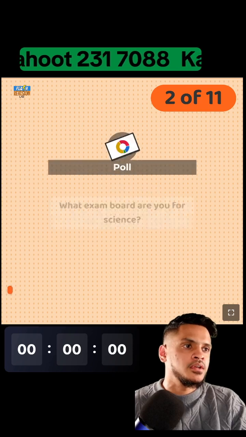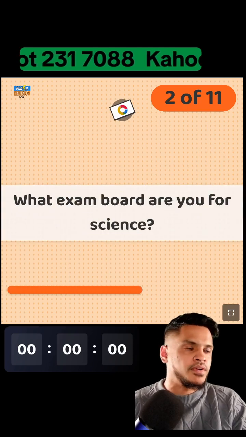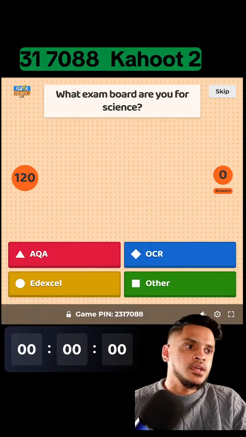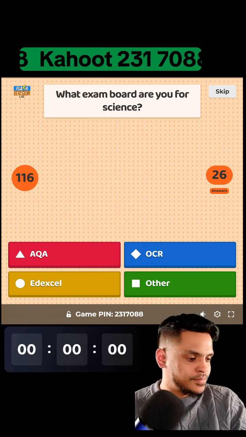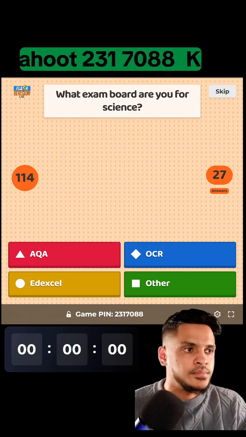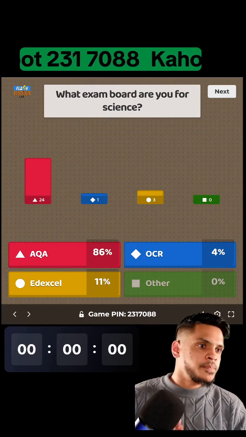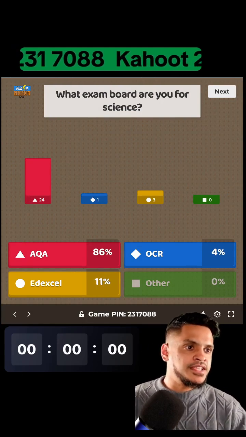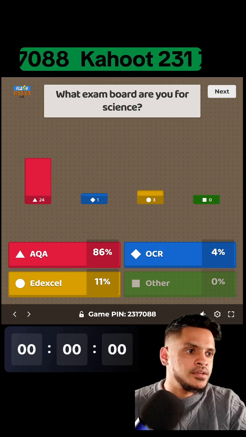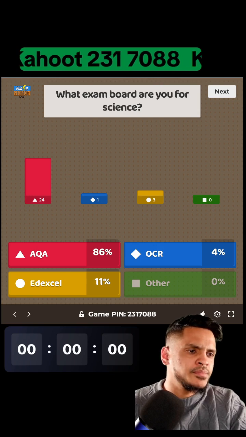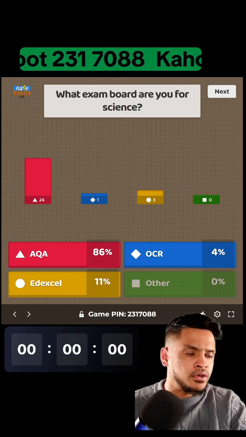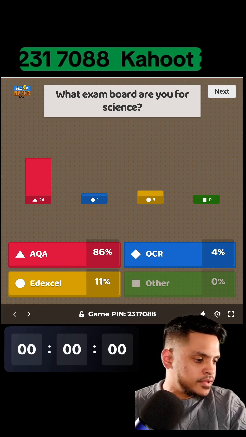Next question. This is the poll. Okay, right, I mixed it up. That was meant to be question 1. What exam board are you for science? You don't get any points for this. This was meant to be at the start to let people join in the time. Okay, look at that. 86% AQA, OCR 4%. I'm guessing that's mostly Gateway, right? And then we got Edexcel, 11%. That's quite a lot of Edexcel people. No one else is other.